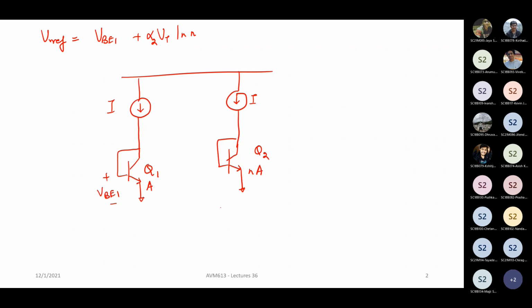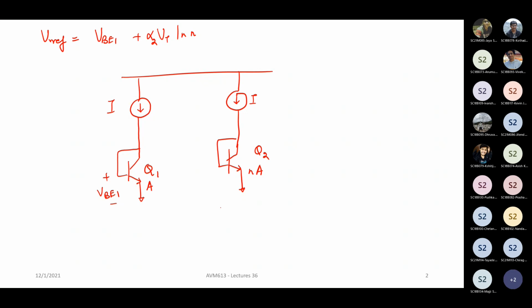Now, similar to how we talk about W by L ratios of MOSFETs, in BJTs, of course, all of us have studied the discrete BJT devices. There you don't have any control, right? It's just one device. But when you do an integrated circuit using BJTs, like how you have control over the W and the L of a MOSFET, in the case of a bipolar design, you have control over the emitter area. The emitter area is going to decide your parameters.